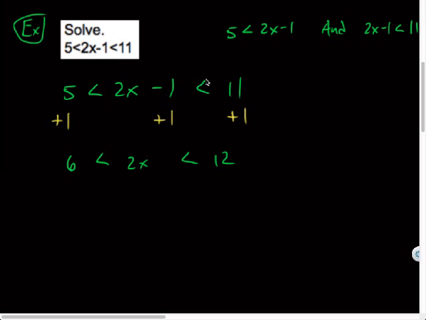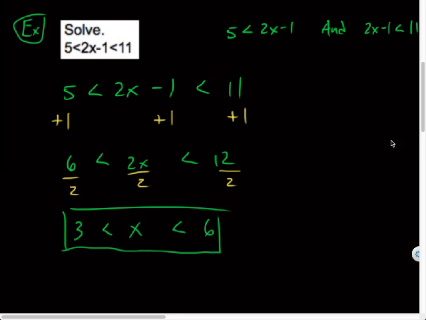And now, what do you think we would do? Divide by 2, on all 3 sides. Now, question: do I have to flip these inequalities? No, because we're not dividing by a negative. If I multiply or divide by a negative, I would double flip both of those inequalities. So I get 3 is less than x is less than 6. This is the solution to our little compound inequality.